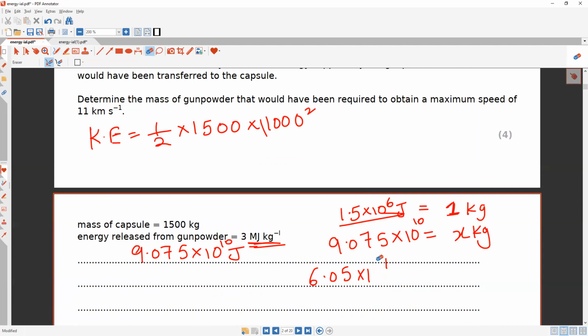Okay, wait, don't shout. It's okay, calm down. Okay, she's saying this is wrong. Do the calculation again. Tell me, 6.5 into 10 raised to 4 kg is the answer. Okay. Did you understand where you made your mistake? I'll pause the recording. Just check your mistake.